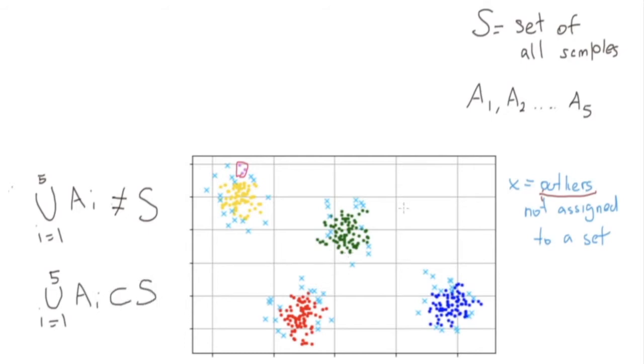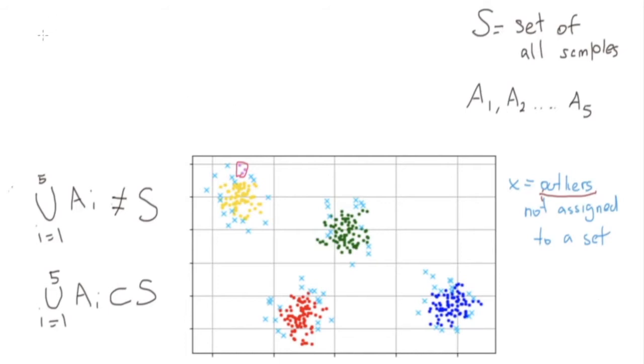Okay, so we have a particular scenario here where we have mutually disjoint sets, but if we take the union of those mutually disjoint sets, we don't reach the set of all samples. We've still got leftover outlier members which aren't assigned to one of those 5 sets.